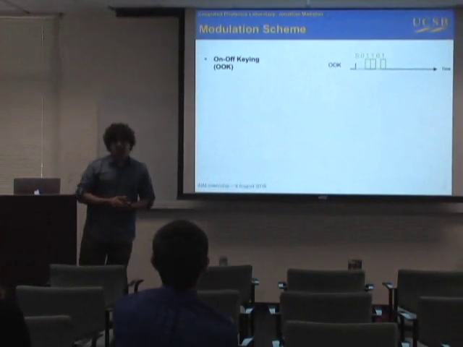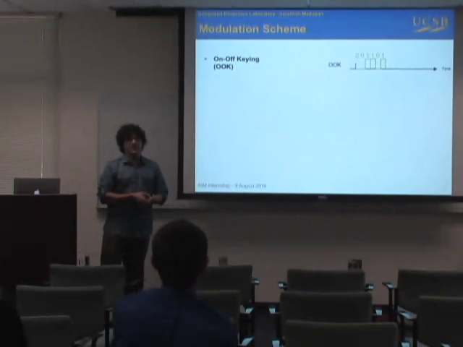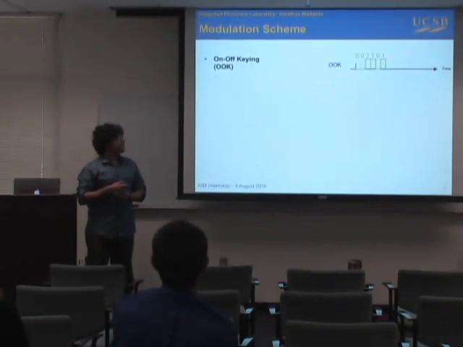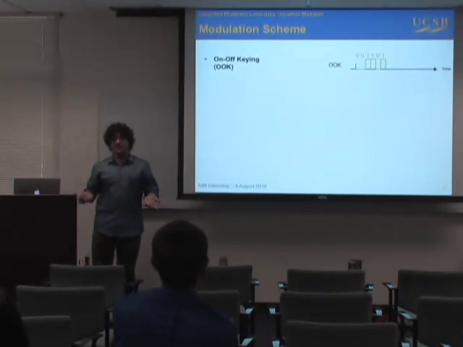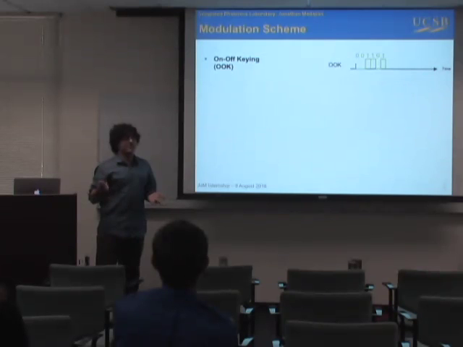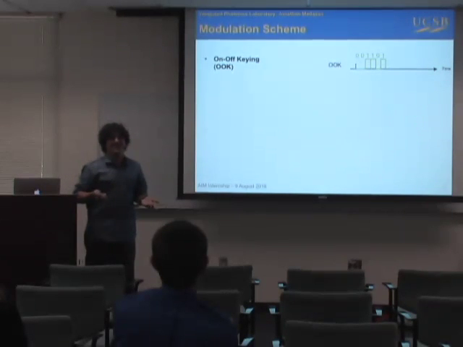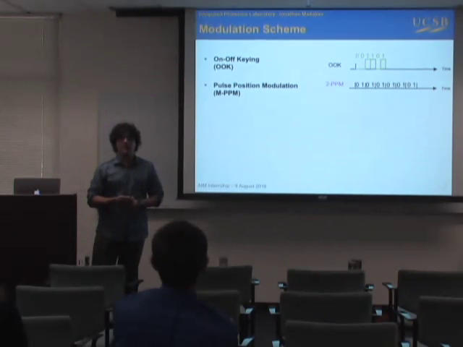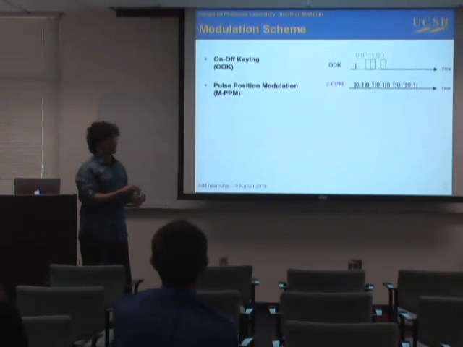So, you may be familiar with standard data communication techniques like on-off keying. It's very simple. When your signal is low, that means you're representing a 0. When your signal is high, that means you're sending a 1. Now, sometimes we're interested in more sophisticated transmission schemes. The one that we're planning on using in our project is called PPM, Pulse Position Modulation.